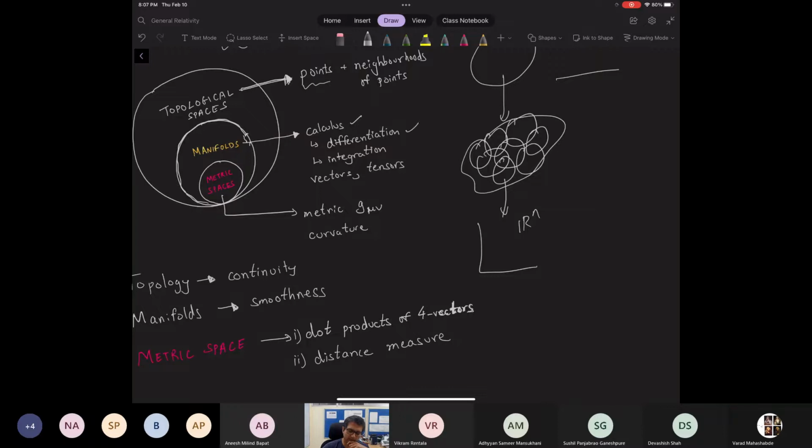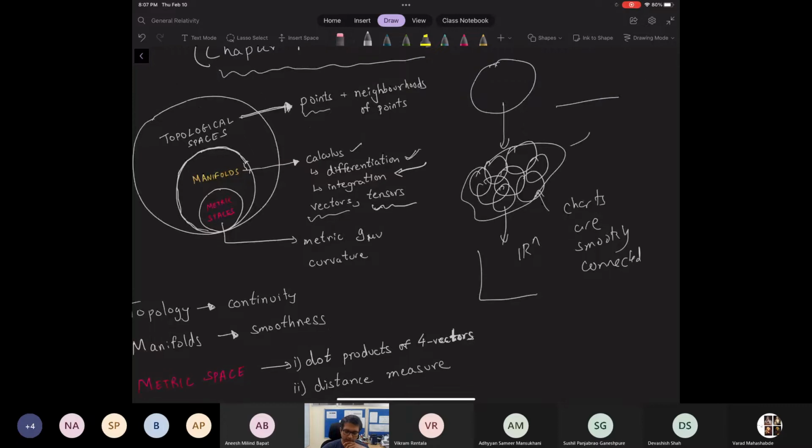We saw that you can define a notion of differentiation, and you can define vector fields. All of that comes from the fact that your charts are smoothly connected. We haven't seen other things, but you can also do integration on these manifolds, and you can define vectors and tensors and so on. So this is how far we've gotten by adding additional structure to a topological space. What is the additional structure? We add charts.